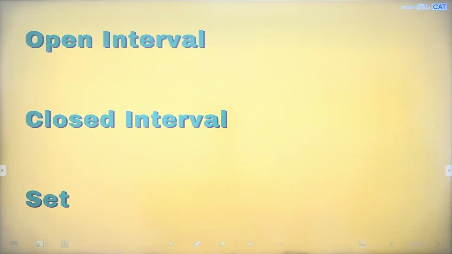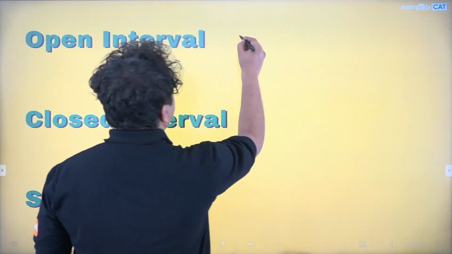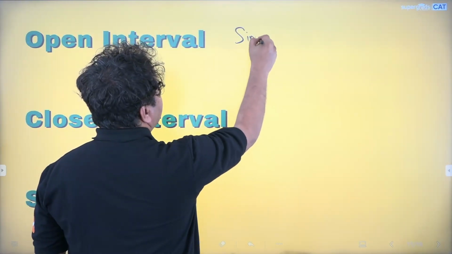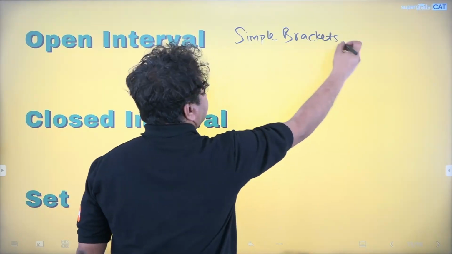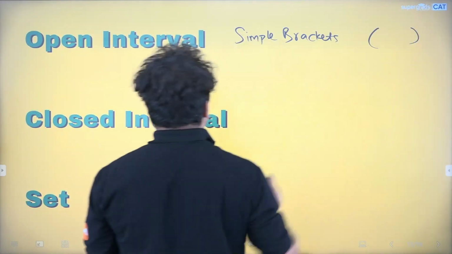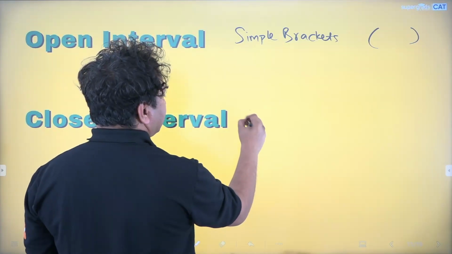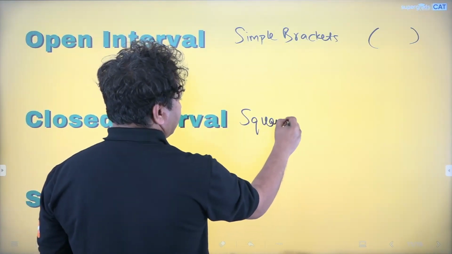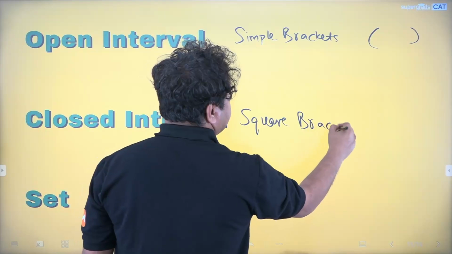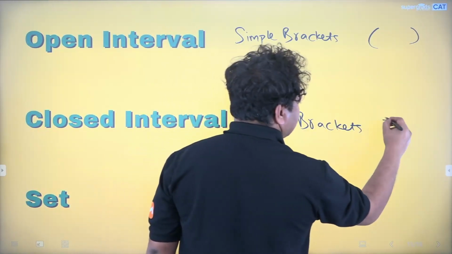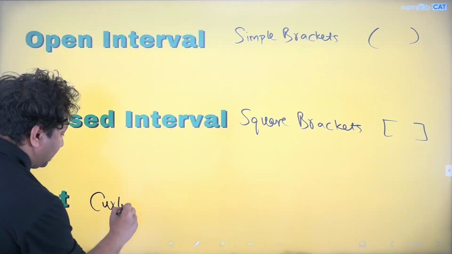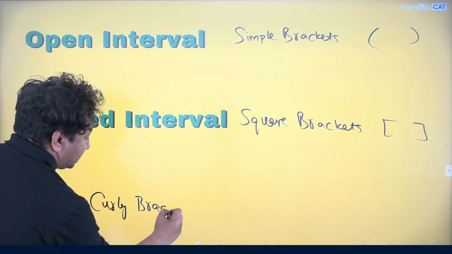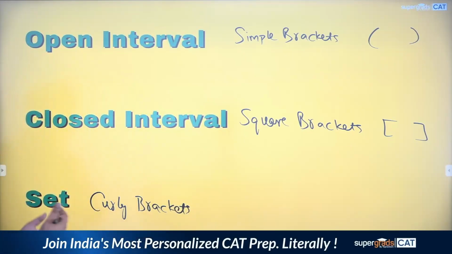As we discussed earlier, I'll be discussing it again. For an open interval we use the simple brackets. A closed interval will use the square brackets, which is this. And for a set, we'll use the curly brackets. So repeating what we discussed in the previous slides.